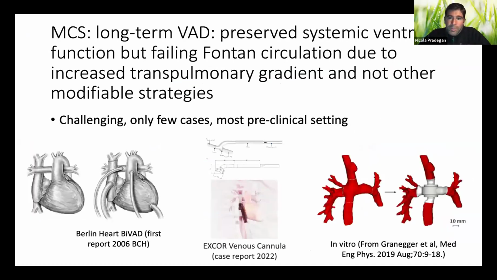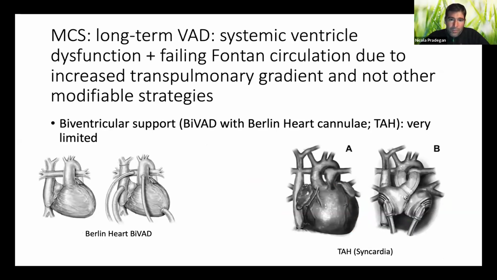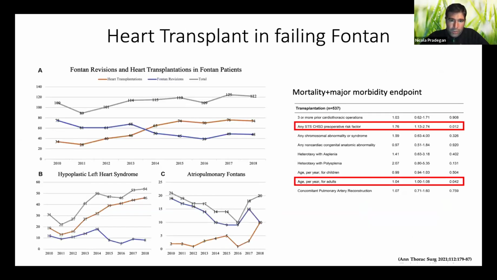Regarding MCS with preserved systemic ventricular function but failing Fontan circulation, this represents a challenging population. In the last years, the X-core cannula from Berlin Heart came out, but we are still at a preclinical setting for finding the perfect design for this condition. And when we have both systemic ventricular dysfunction and failing Fontan circulation, we might consider the Berlin Heart BVAD, or there are some cases of the total artificial heart SynCardia, but of course you can imagine very complex procedures.